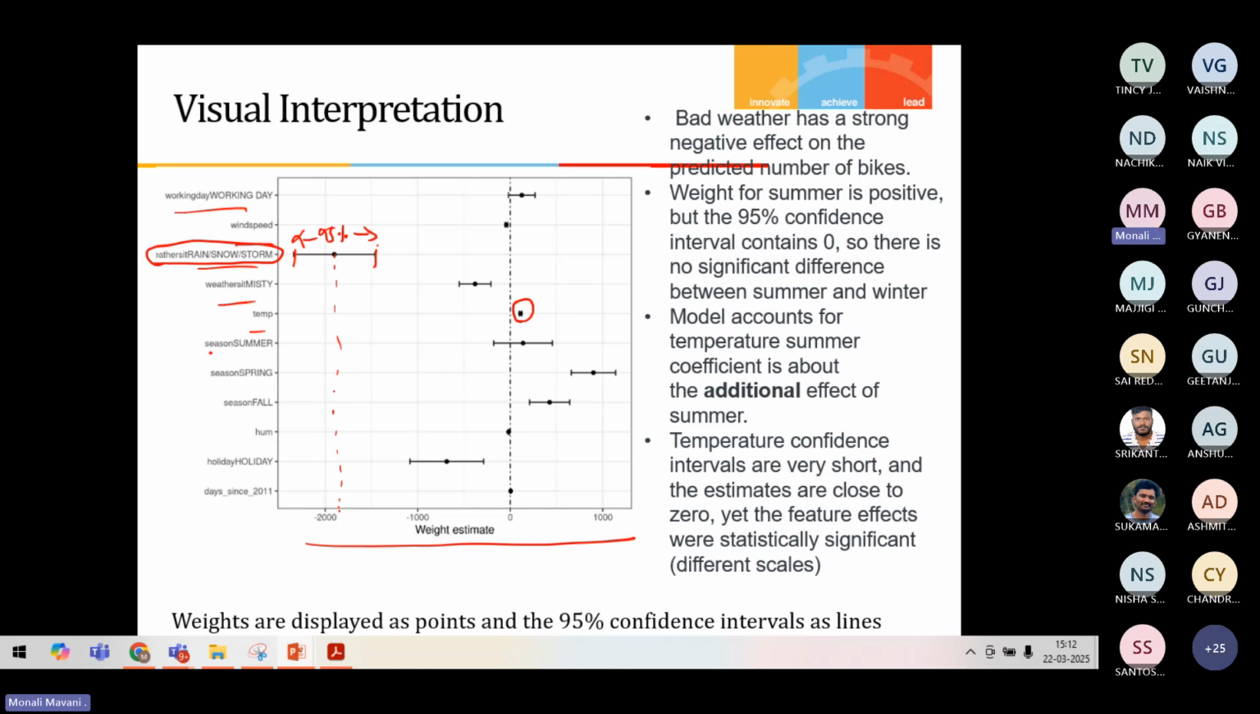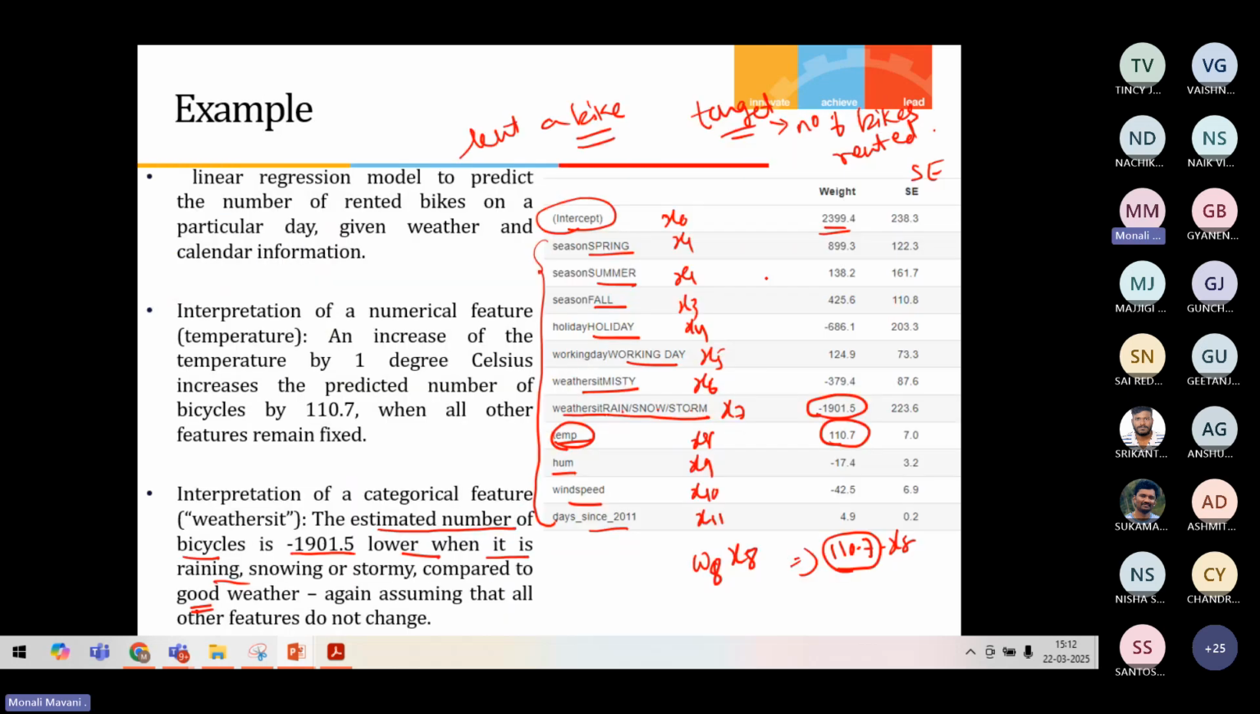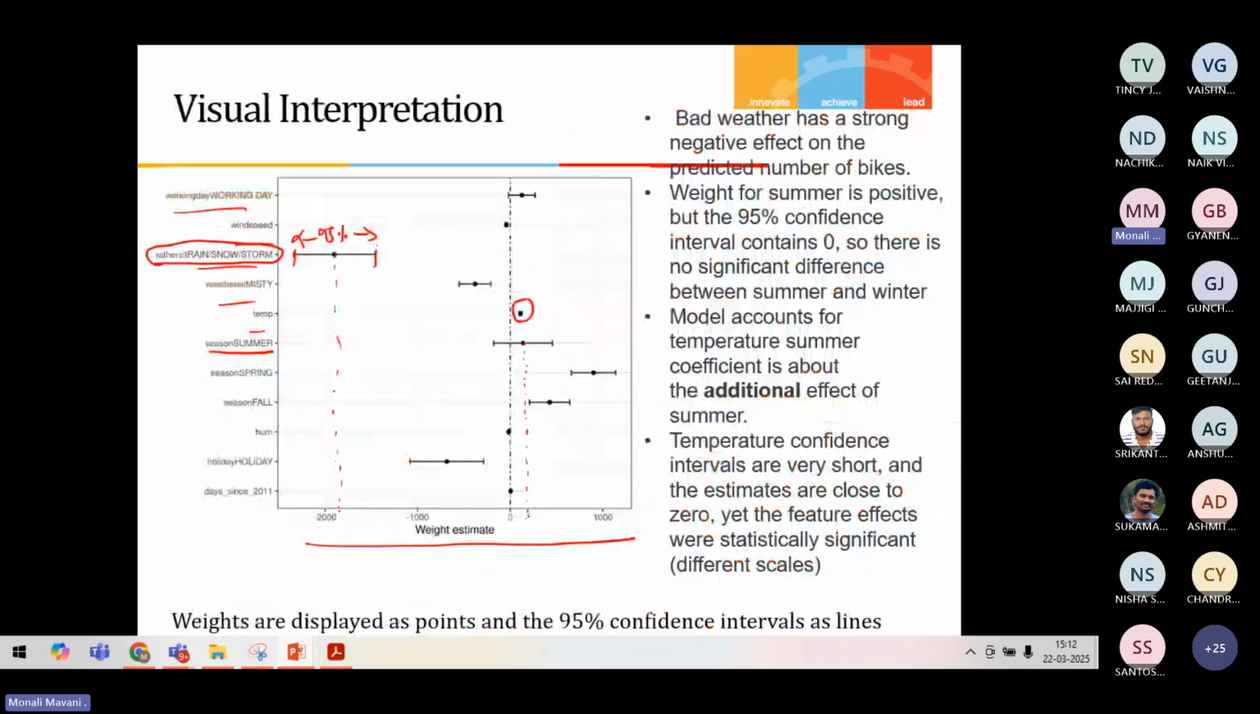Now, look at this season summer, which has got a positive weight. In the summer season, the number of bikes rented will be some number. Season summer, what is that? Yeah, 138.2. So its weight value is 138.2. So what is the interpretation? That for a summer season, 138 more bikes will be rented. That's what our model is learning.